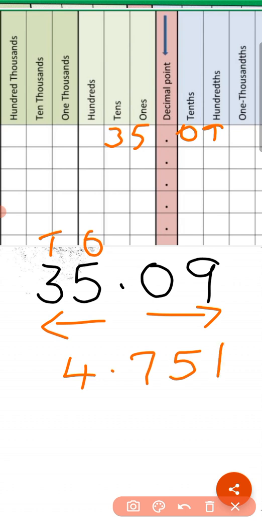Next number is 4.751. How did the teacher read this? 4.751, not 751. That is wrong. After the decimal, you should read the digits like this, 7, 5, 1. Clear? Start with the whole number part.